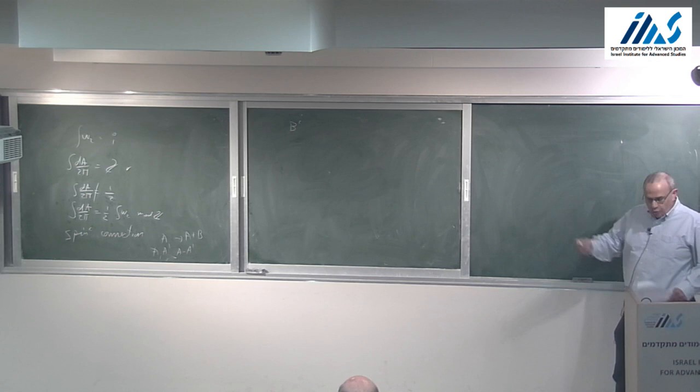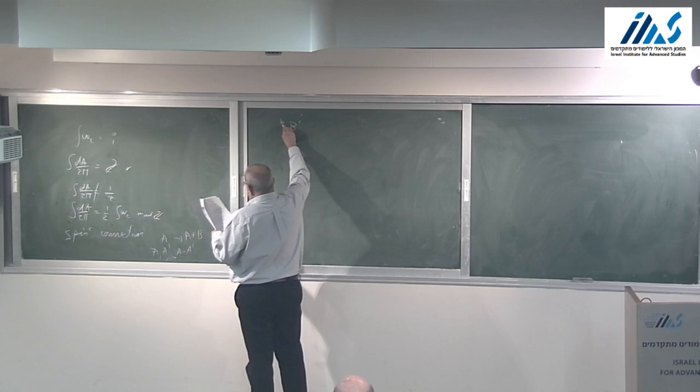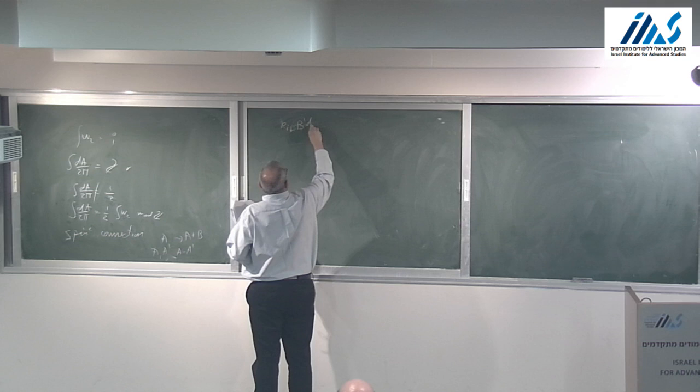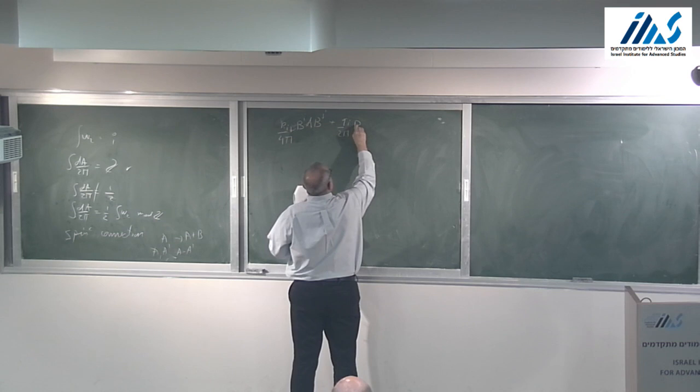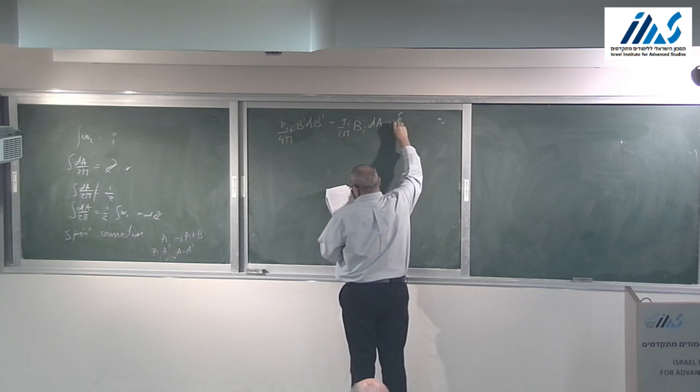So then the allowed terms that we can write are of this form. We can write K_ij B_i dB_j over 4 pi, plus Q_i over 2 pi B_i dA. And we can write K hat over 4 pi A dA.